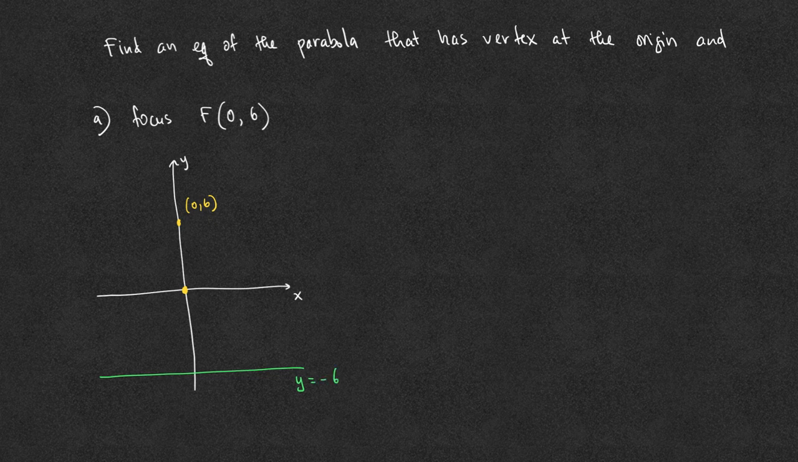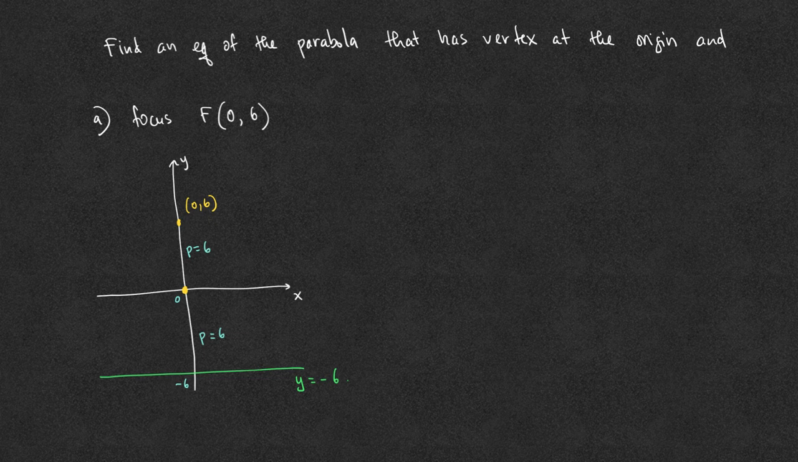There is no other way, because we want the distance from the vertex to the focus. In this case, it has a distance of 6, or p equals 6. That distance has to be the same as the distance from the vertex to the directrix, p equals 6. And so we know that this parabola opens upward because the focus is within the parabola. The focus is inside the parabola.